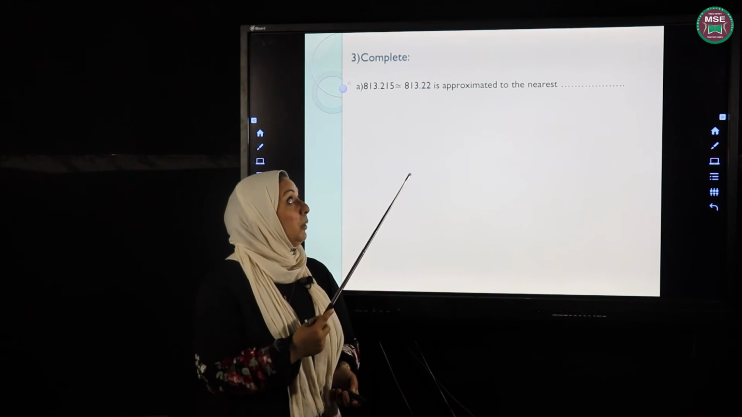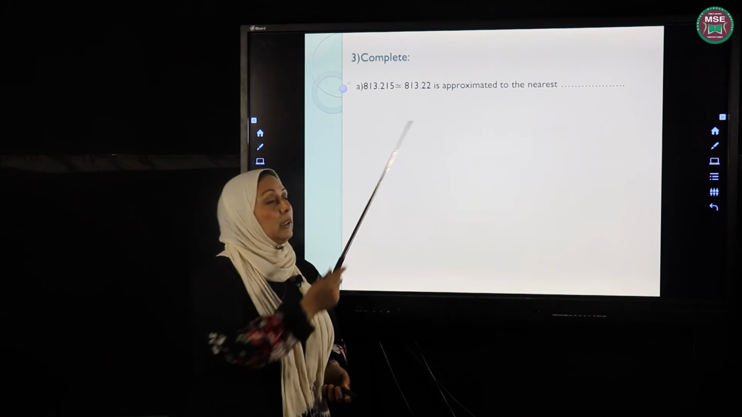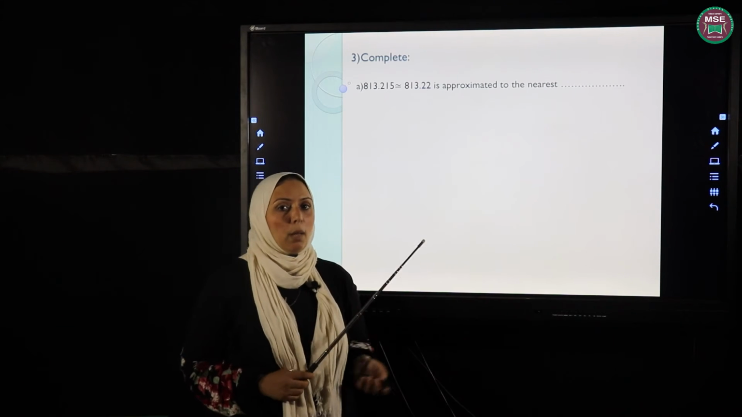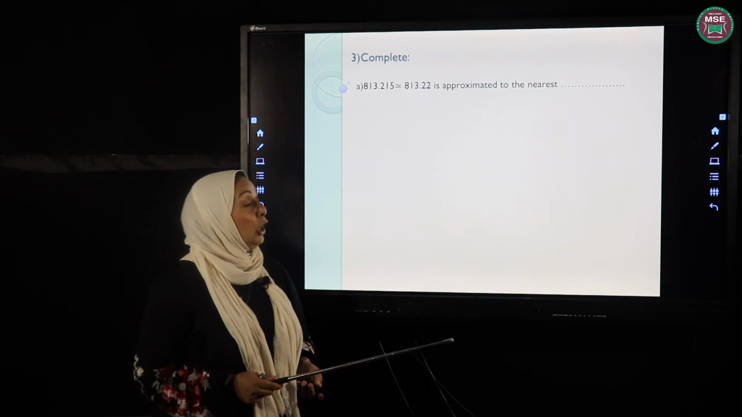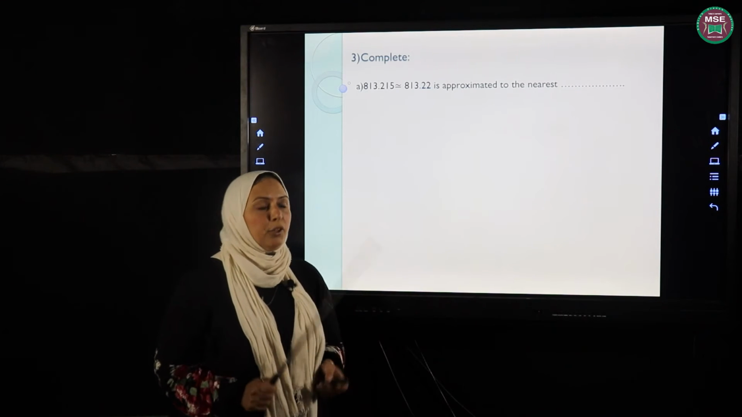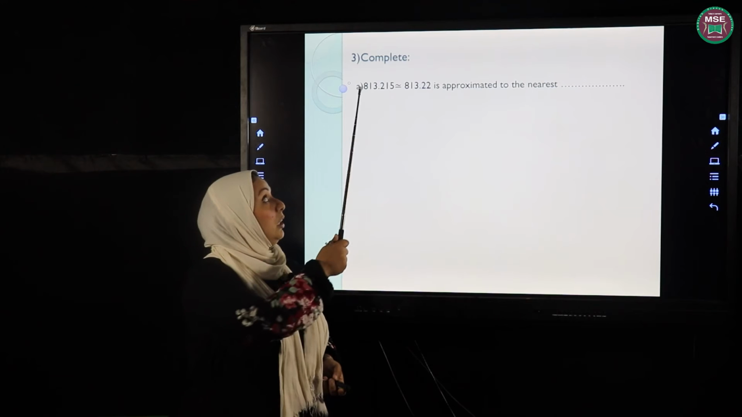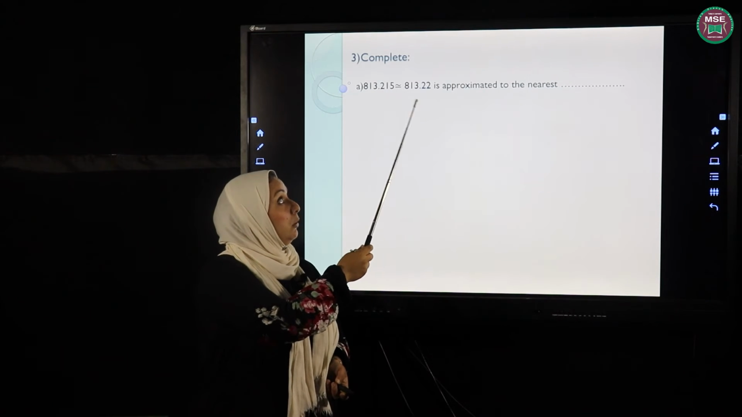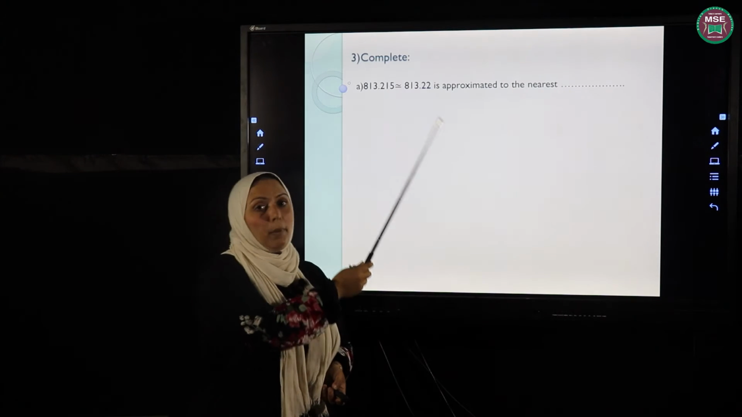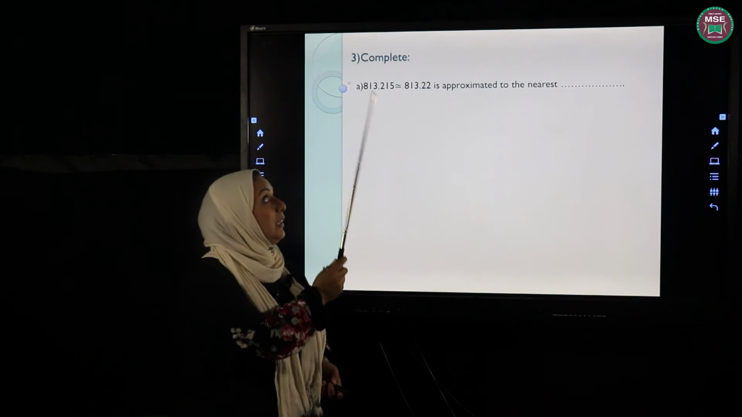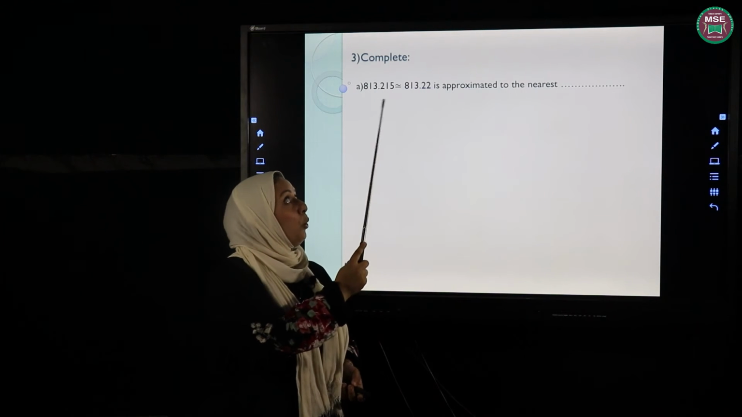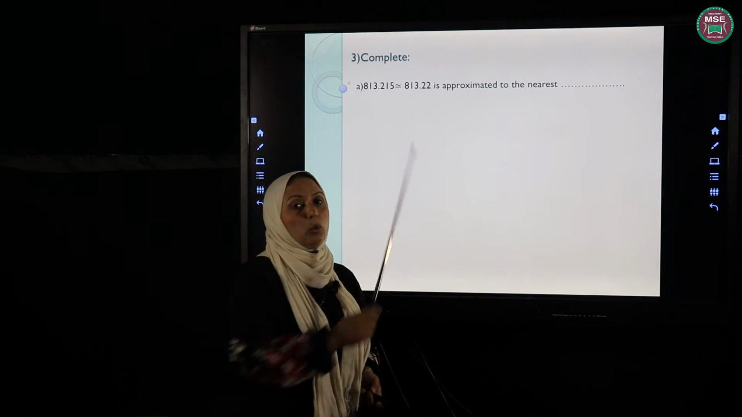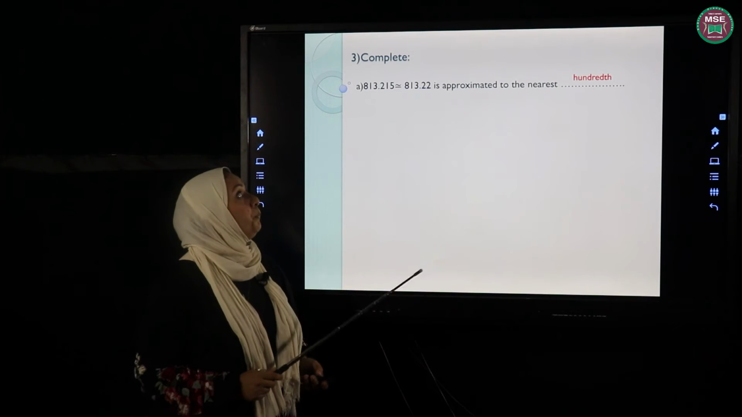Now another question. He approximated the number 813.215, and after approximation it became 813.22. He wants to know this number approximated to the nearest what? We look to the different digit. The digit 1 became 2. That means the different digit was approximated. So this is approximation to the nearest hundredth.